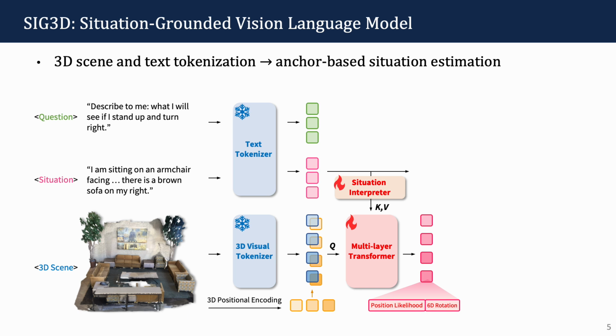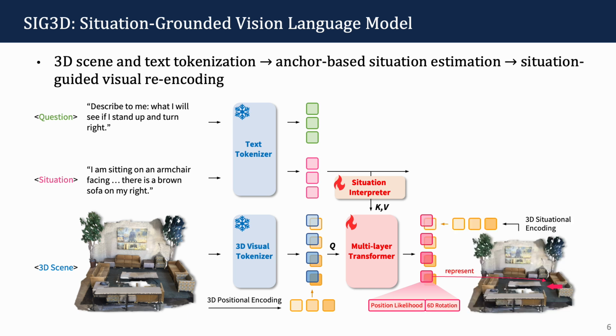As a result, we propose to effectively reduce the search space by treating each token as an anchor point and query the situation tokens to predict a token-level position likelihood and rotation matrix. With this anchor-based method, our method achieves more accurate localization of situation vectors associated with the text descriptions.